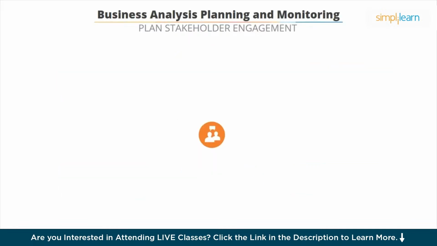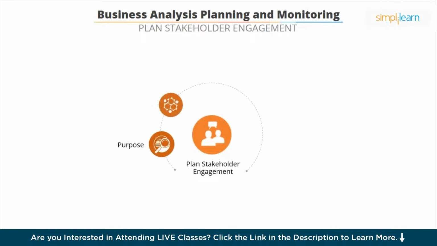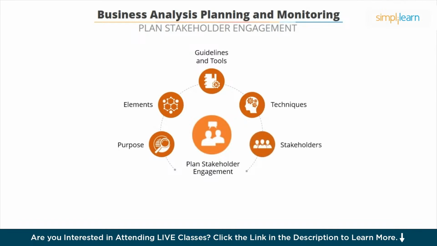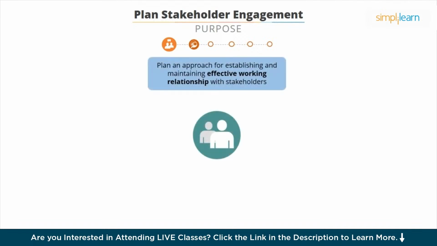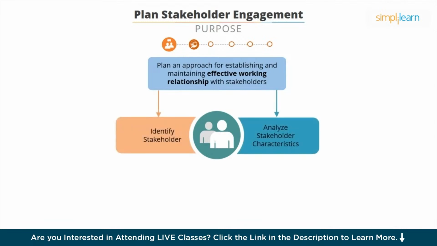The second task in this knowledge area is plan stakeholder engagement. The purpose is to plan an approach for establishing and maintaining effective working relationships with stakeholders. Let's deep dive into this task. The first step is to identify the stakeholders and analyze stakeholder characteristics, such as roles, attitude, authority, impact, influence, power, and so on. The identify stakeholder and analyze stakeholder activities are performed repeatedly throughout an initiative.